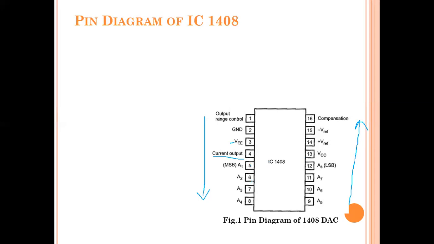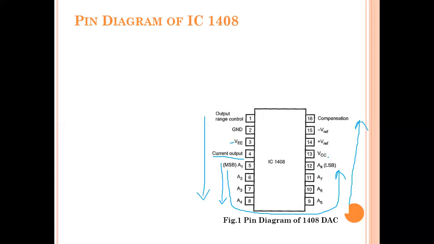Next, from the 5th pin to the 8th pin, we have digital inputs, starting from A1 to A4 and A5 to A8. So you will be applying digital input as 8-bit data. A1 will be the MSB and A8 will be the LSB.